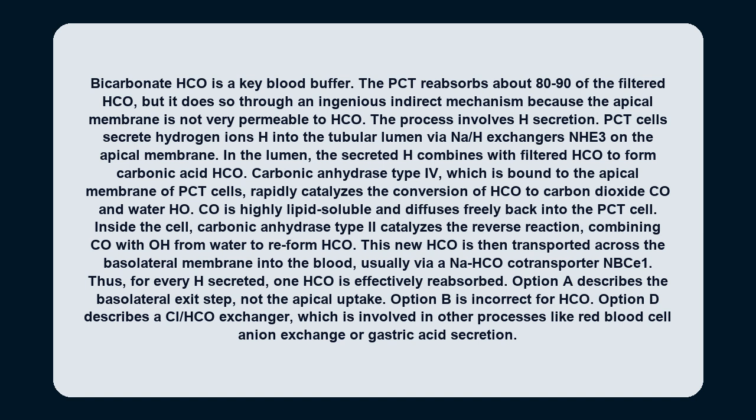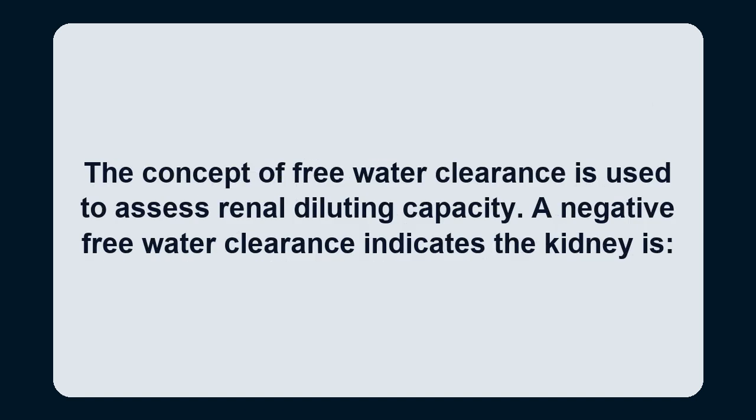Option A describes the basolateral exit step, not the apical uptake. Option B is incorrect for HCO3-. Option D describes a Cl-/HCO3- exchanger, which is involved in other processes like red blood cell anion exchange or gastric acid secretion. Question 2. The concept of free water clearance is used to assess renal diluting capacity.